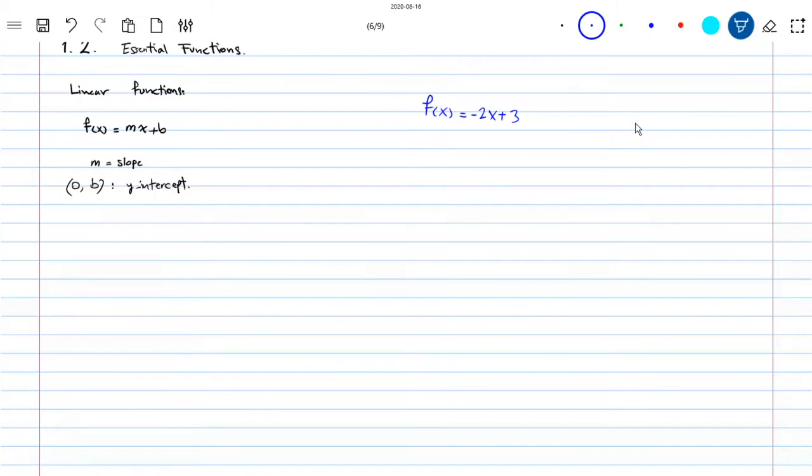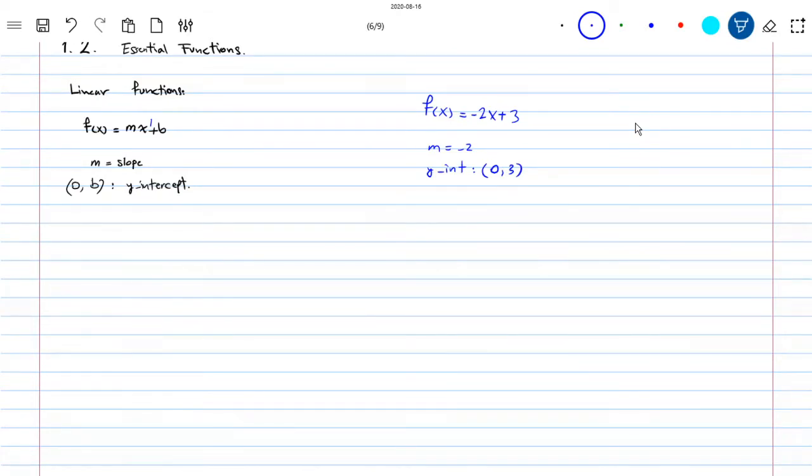The degree of the variable x is 1, so the result would be a linear function. The slope would be negative 2. The y-intercept is the point (0, 3). I'll explain what the y-intercept is for those who've forgotten.